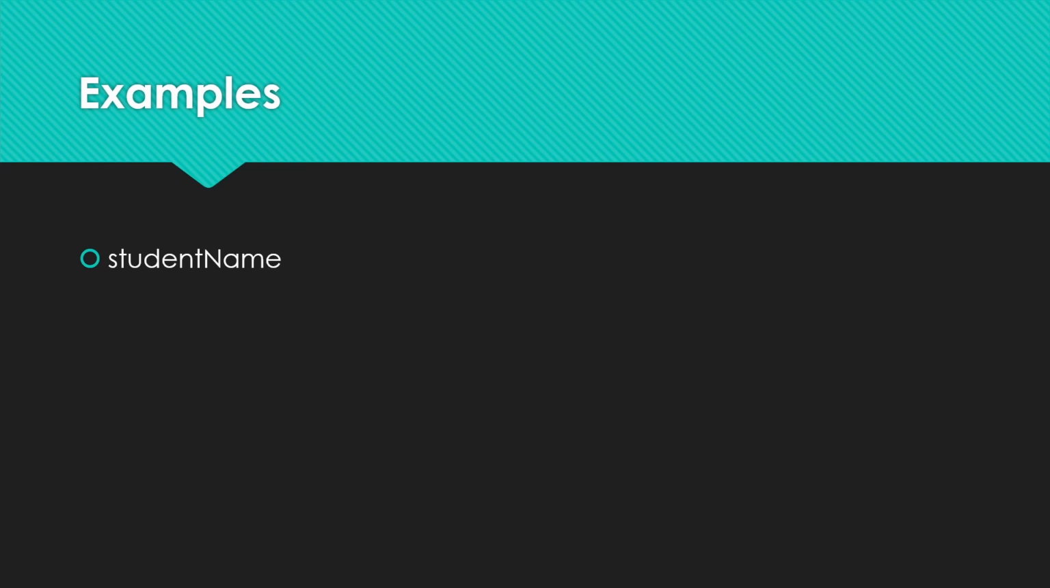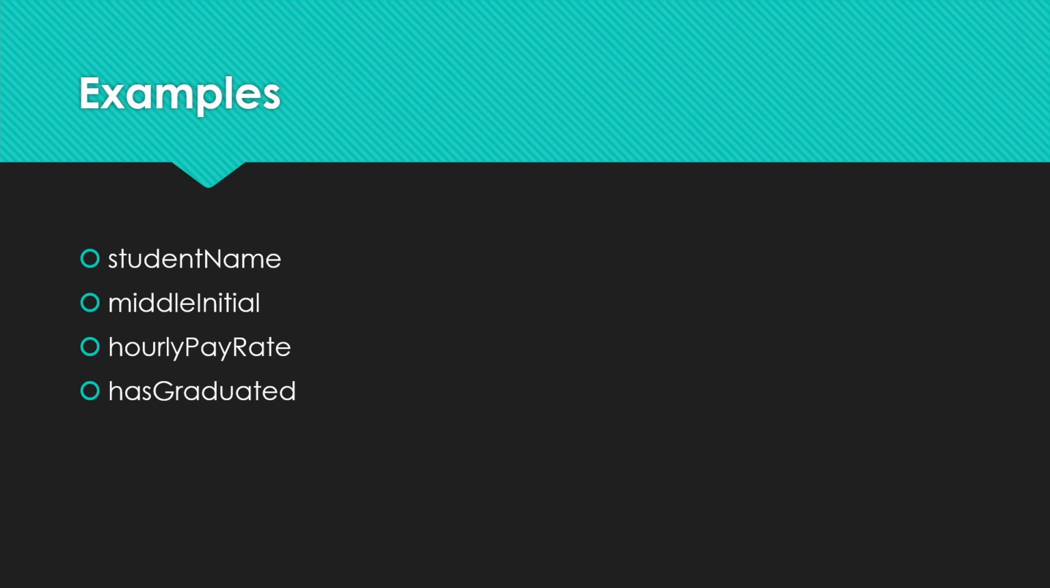Student name. Pretty obviously something to hold the name of a student. Middle initial. So that's probably a character that has someone's middle initial in it. Hourly pay rate. The rate at which someone gets paid by the hour. Has graduated. So this would be an exception. It's not a noun phrase, but it's pretty clearly something to hold whether or not someone has graduated. Is complete. Very similar. Num pepperoni pizzas. Now, if we don't care whether they're pepperoni or something else, we would want to go with num pizzas. This should only be used if it matters that it's pepperoni pizzas and we're trying to distinguish it from other kinds of pizzas.